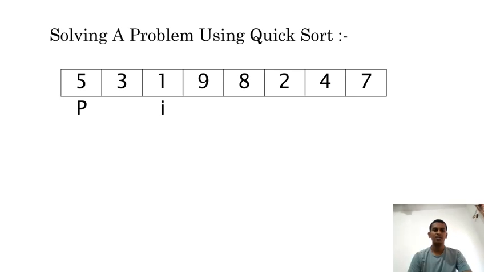Now we are taking 9 as i element, and 9 is greater than 5, and it is satisfying the condition that i should be greater than p. Now let's take j as 7. There is one more condition, that j should be smaller than p, and 7 is greater than the pivot element, so we can't take 7 as j element.